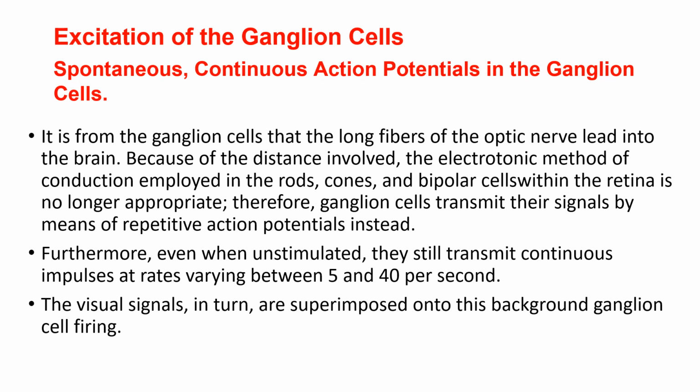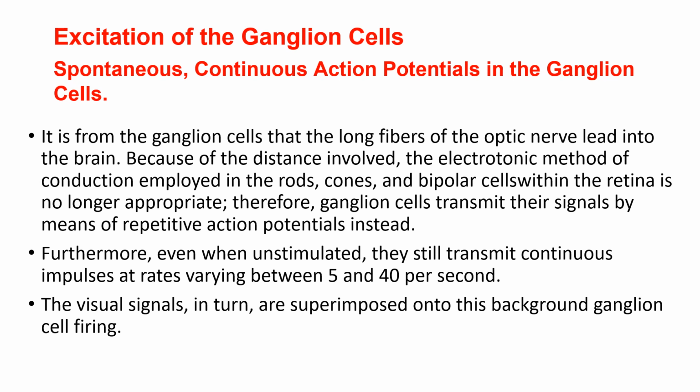Excitation of the ganglion cells. Spontaneous, continuous action potentials in the ganglion cells. It is from the ganglion cells that the long fibers of the optic nerve lead into the brain. Because of the distance involved, the electrotonic method of conduction employed in the rods, cones, and bipolar cells within the retina is no longer appropriate. Therefore, ganglion cells transmit their signals by means of repetitive action potentials instead.